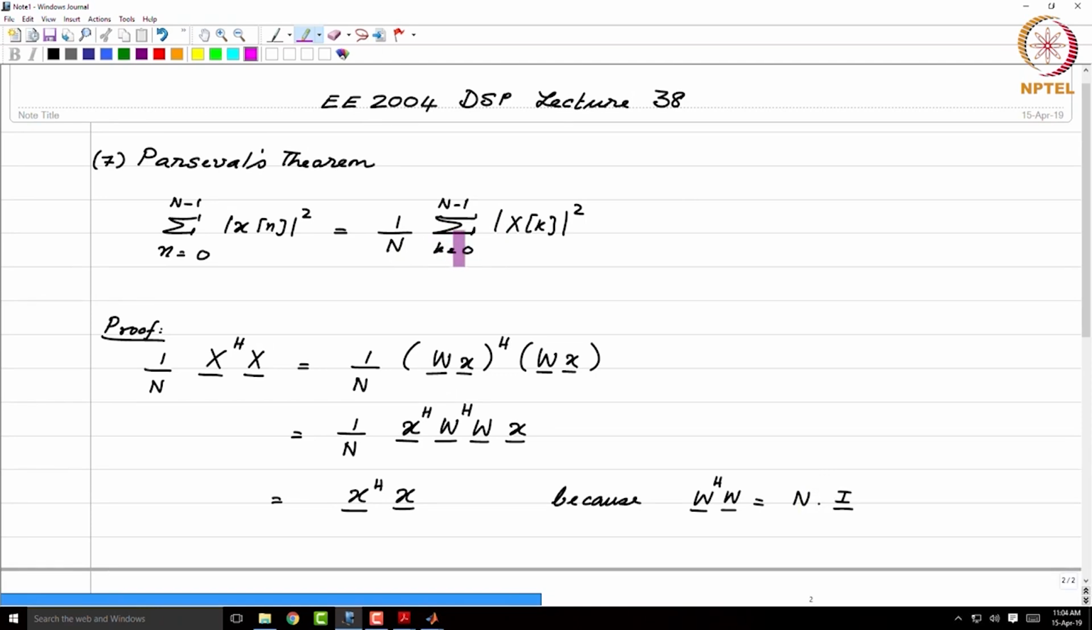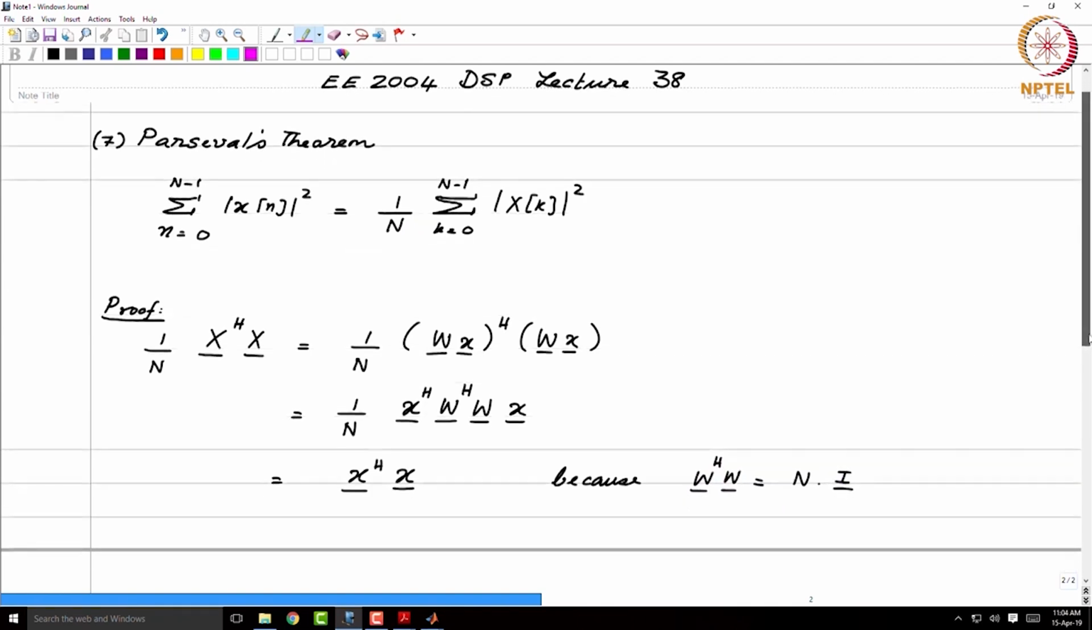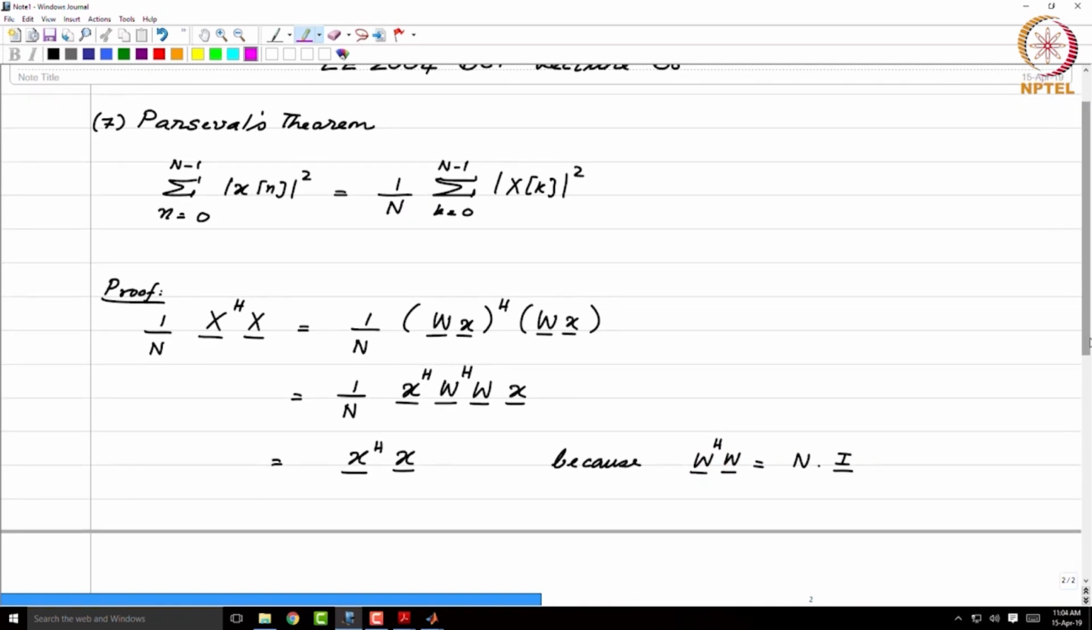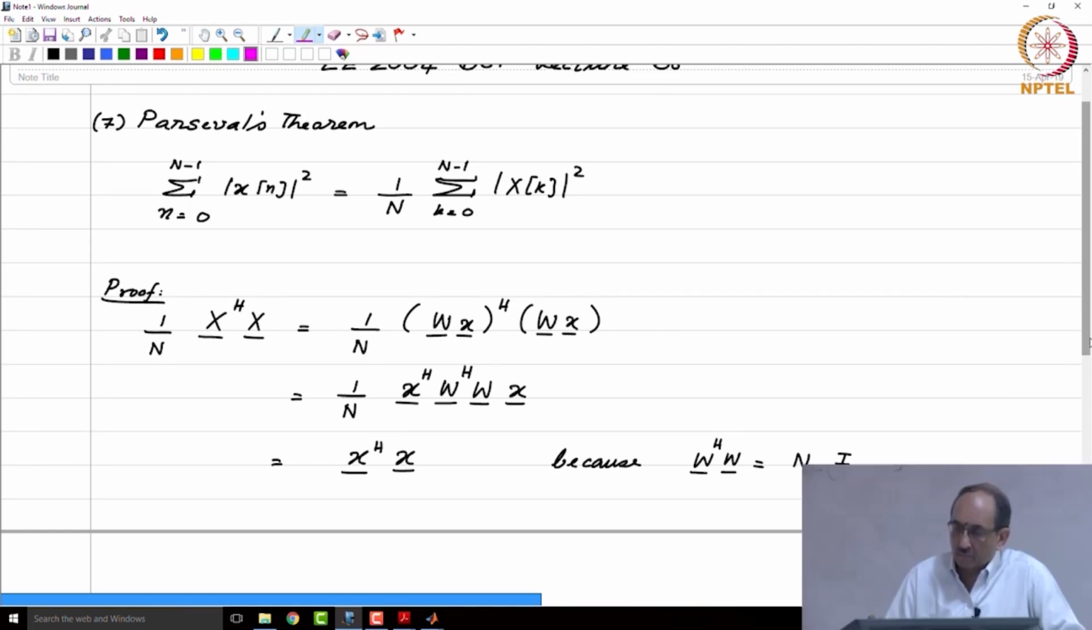And if you redefine your DFT matrix like that, then W Hermitian W will just be I, and such matrices are called unitary. Such matrices are called unitary, and the DFT is a unitary transform. It is norm preserving.